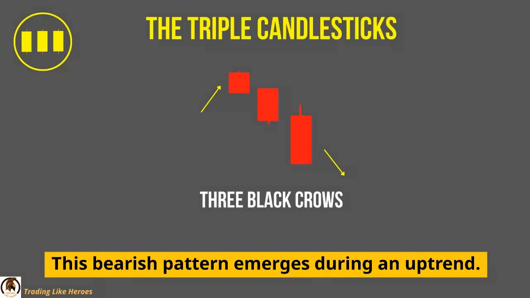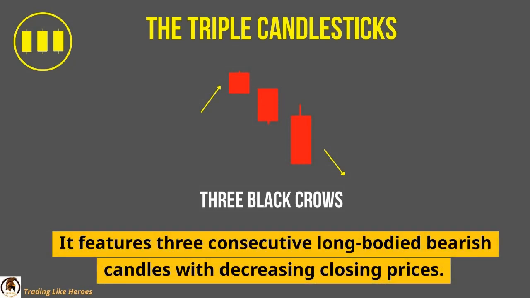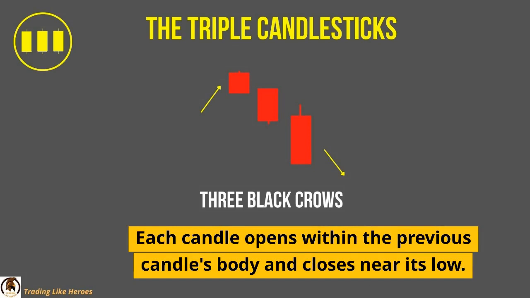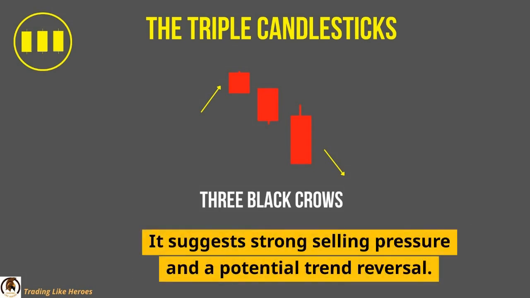4. The 3 black crows. This bearish pattern emerges during an uptrend. It features 3 consecutive long-bodied bearish candles with decreasing closing prices. Each candle opens within the previous candle's body and closes near its low. It suggests strong selling pressure and a potential trend reversal.